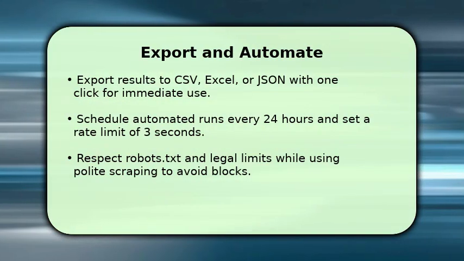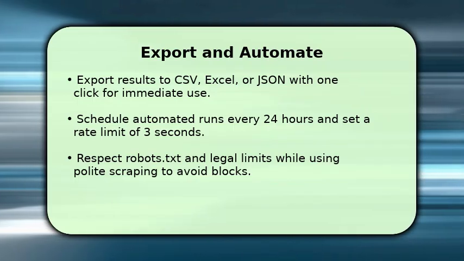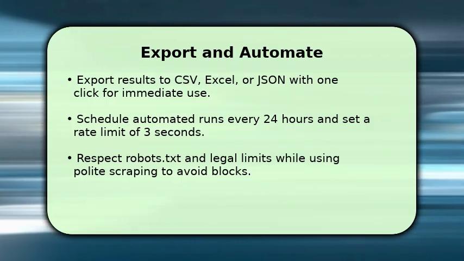Export results to CSV, Excel, or JSON with one click for immediate use. Choose local download or cloud storage and set file naming conventions for easy tracking. Schedule automated runs every 24 hours or choose a custom interval to keep data fresh. Configure a rate limit of 3 seconds between requests to reduce server load and avoid bans.